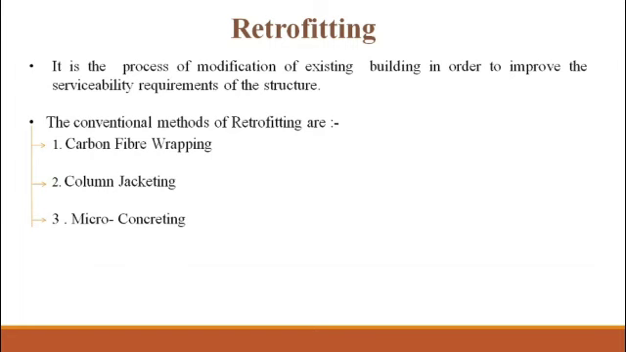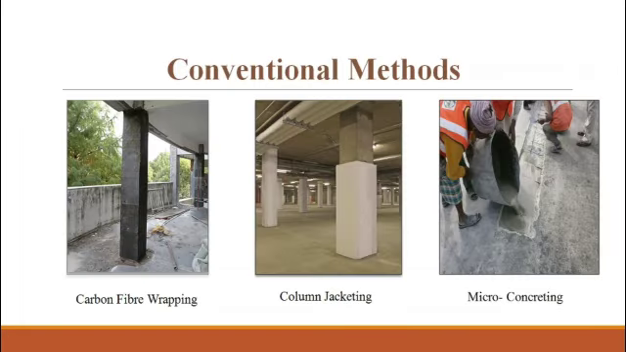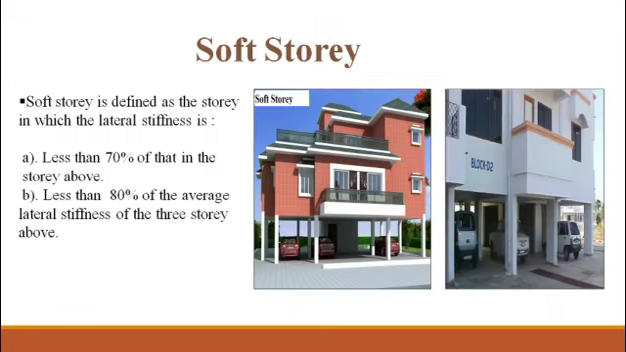of the structure. The conventional methods of retrofitting provided safety against the gravity loads but did not provide any strength against the seismic loading. Seismic loads often lead to soft story collapse. A soft story is defined as a story in which the lateral stiffness is less than 70% of that in the story above or less than 80% of the average lateral stiffness of the 3 stories above.